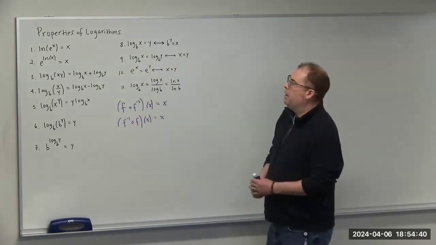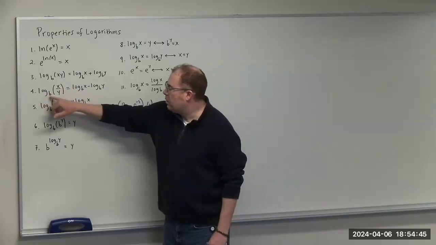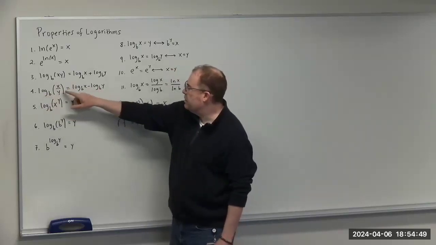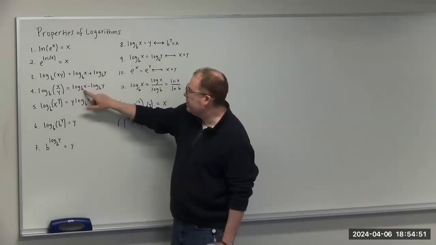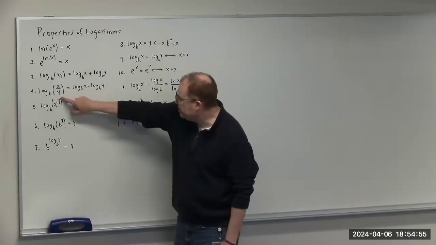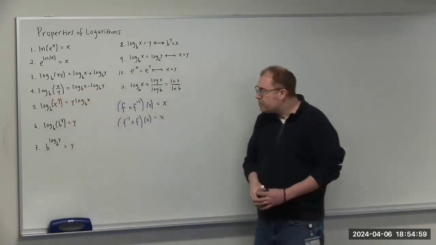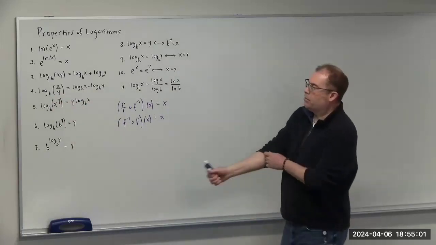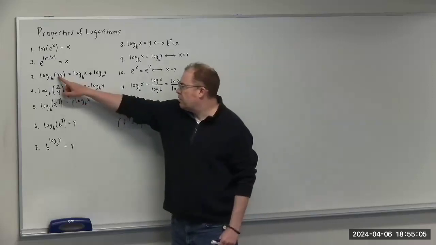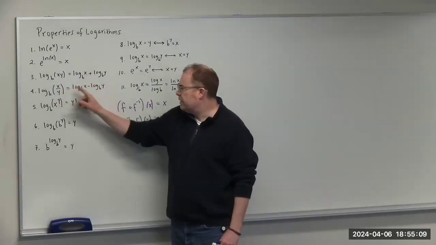Likewise, you have one for the quotient. You're taking log of x over y with base b. We can split this up, so it's going to be log of x, whatever the base is, minus the log of y, with base b. Again, that's a way you can expand the logarithm. So the product becomes plus, and the quotient becomes minus.